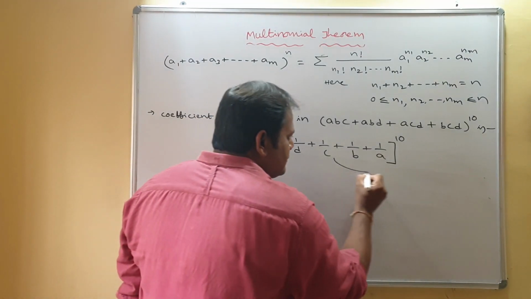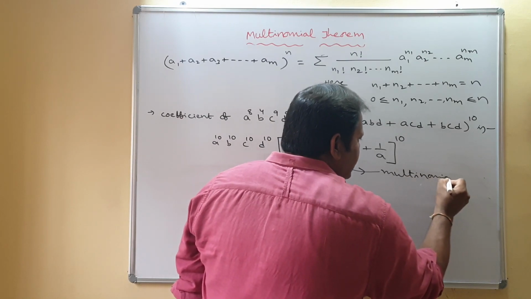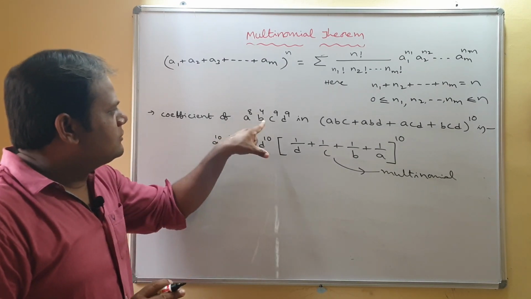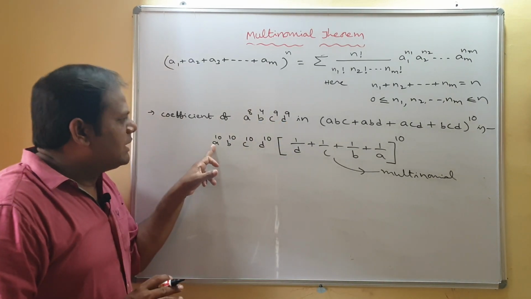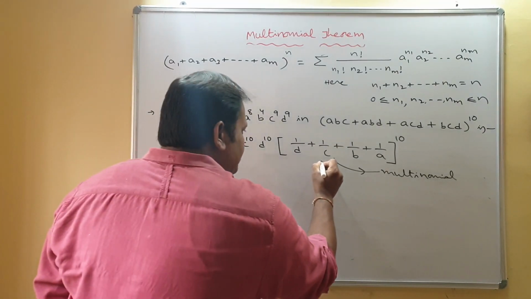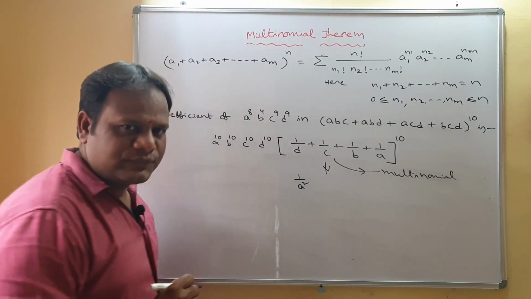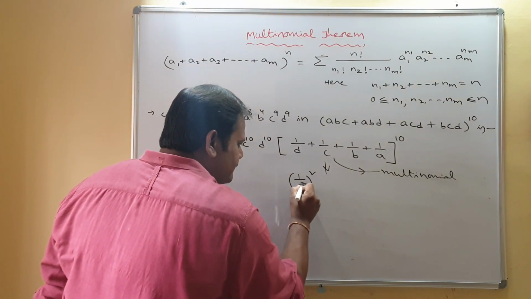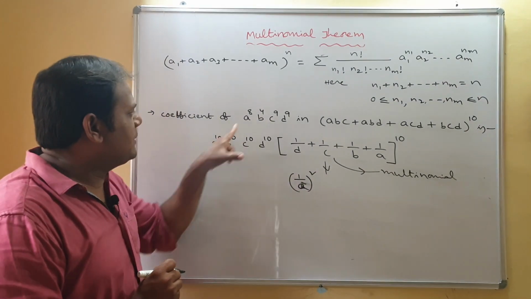See again, is it multinomial? Yes, it is also multinomial. What we want is a power 8, b power 4, c power 9, d power 9. Already we have a power 10, but we want a power 8. So from this you have to get 1 by a whole square. So a power 10 into 1 by a square becomes a power 8.